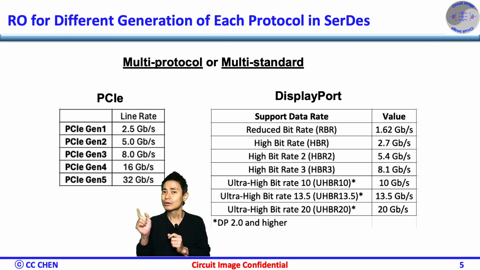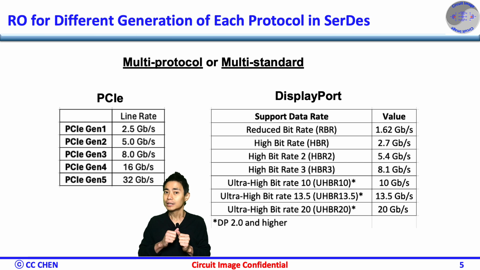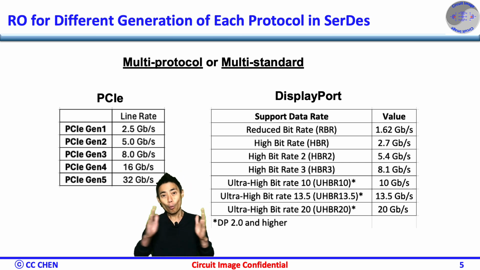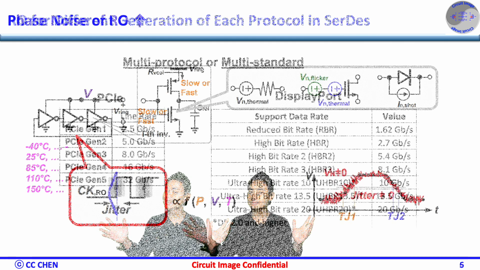Then, the corresponding clock source must generate such a wide frequency range for the SerDes to talk to different link partners dynamically from time to time. Okay, looks like the ring oscillator is compatible with the SerDes in terms of the low area and wide frequency tuning range. Does the ring oscillator have other issues?